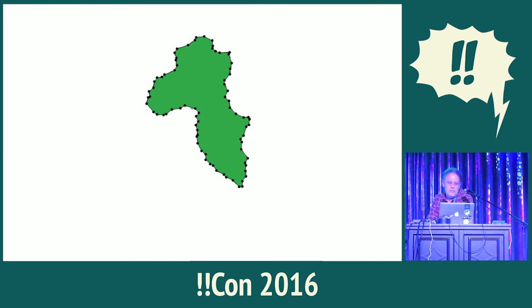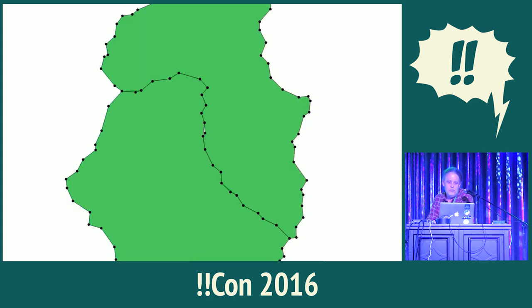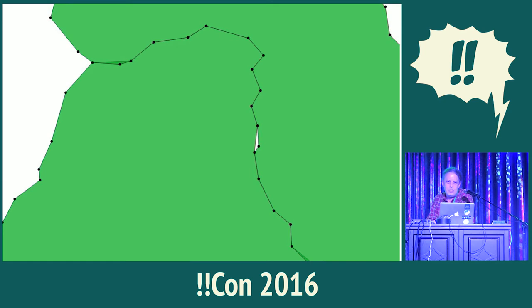But remember, there's a bunch of these polygons. There's about 100,000, and they're all right next to each other. They share borders. And if you simplify them all separately, you end up with regions like this where there's little gaps and overlaps. The reason for that is that in the original data set, each polygon is stored separately.